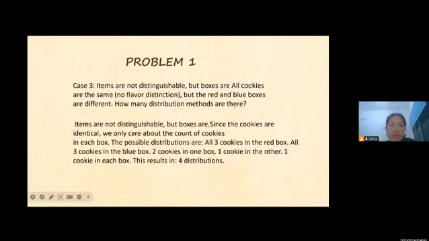Case 3. Items are indistinguishable, but boxes are distinguishable. In this case, we only consider how many cookies are in each box. One box contains all 3 cookies, 2 ways. One box contains 2 cookies, the other contains 1, 2 ways. Total 2 plus 2 equals 4 ways.